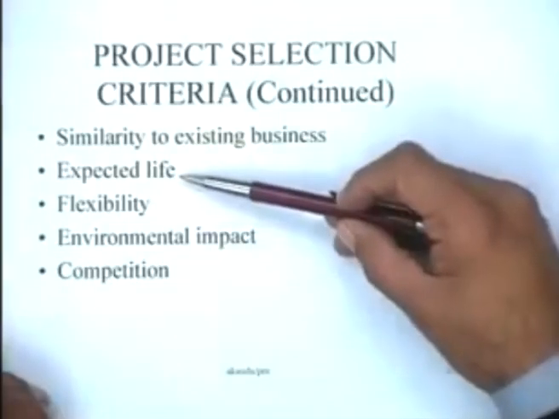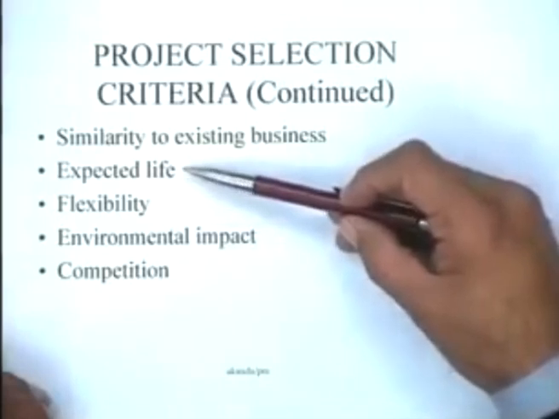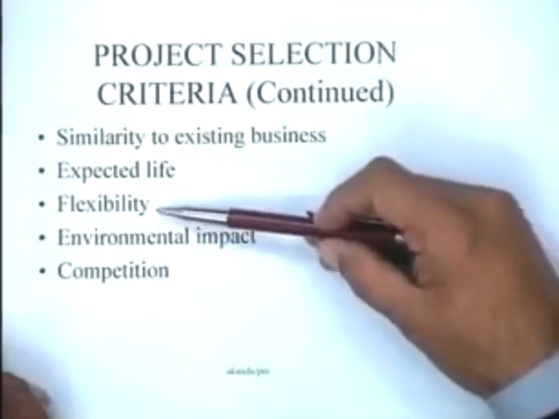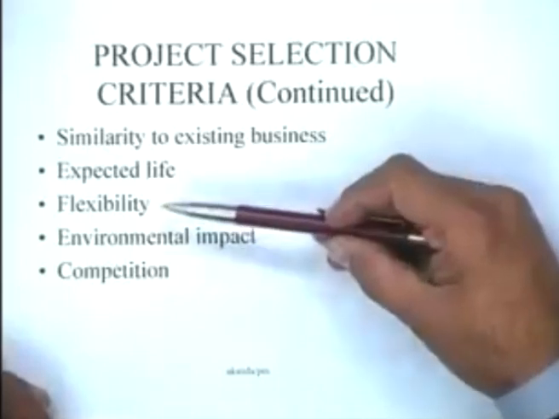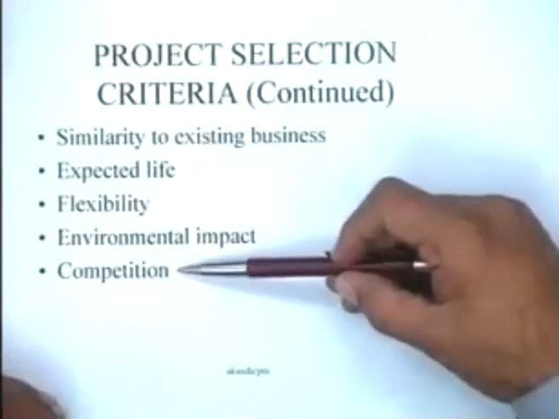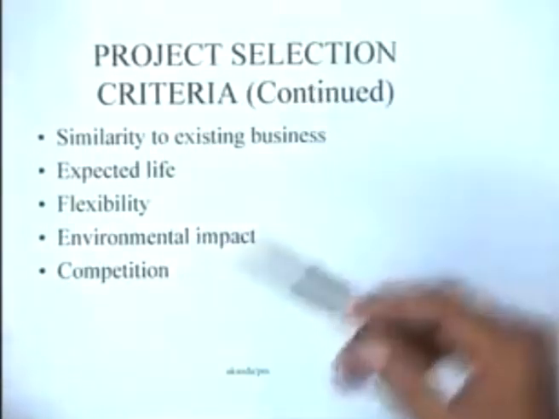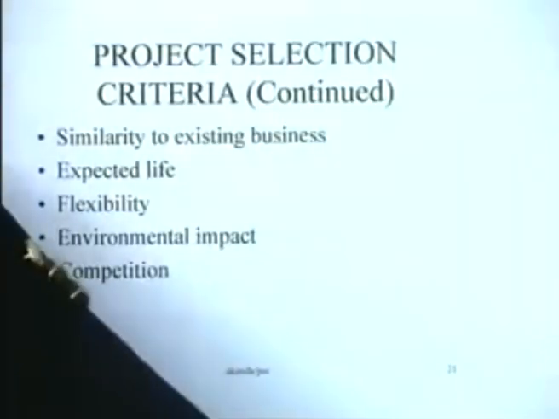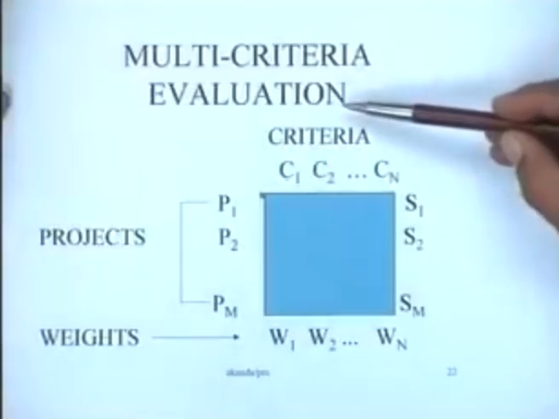What is the expected life of this project? What kinds of flexibilities does it afford to you? What is the environmental impact? We all talked about these issues. Competition. What is the status of competition? So conceptually, when we talk about these issues, there are multiple criteria. So really speaking, the problem is one of multi-criteria evaluation.